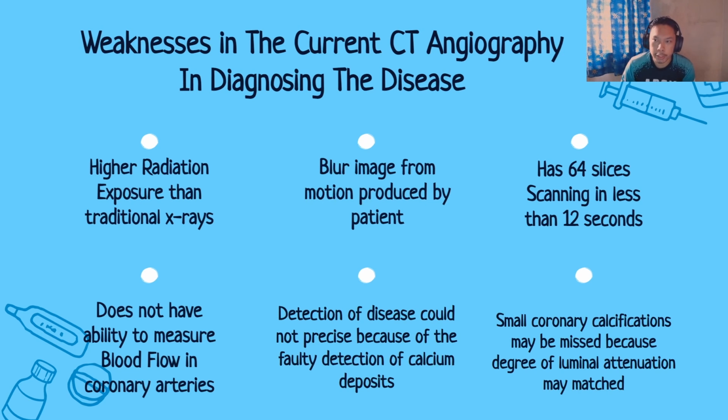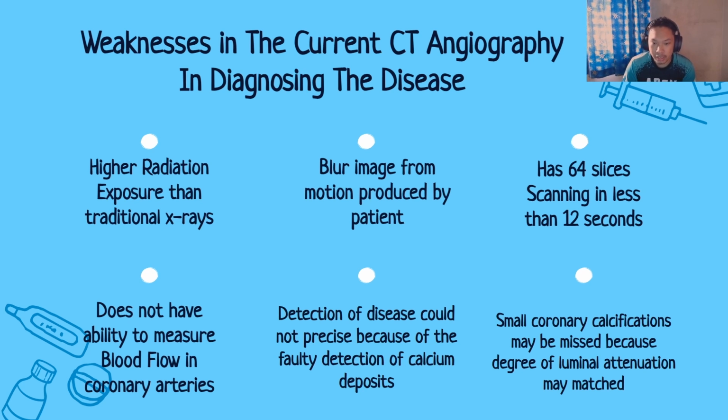Let's proceed to the weaknesses of the current CT angiography in diagnosing the disease. The first one, it has a higher radiation exposure than traditional X-ray. Second, blurred images from motion produced by the patient. And third, it has 64-slice scanning in less than 12 seconds. If we increase it to more than 64 slices, it will optimize the technique.